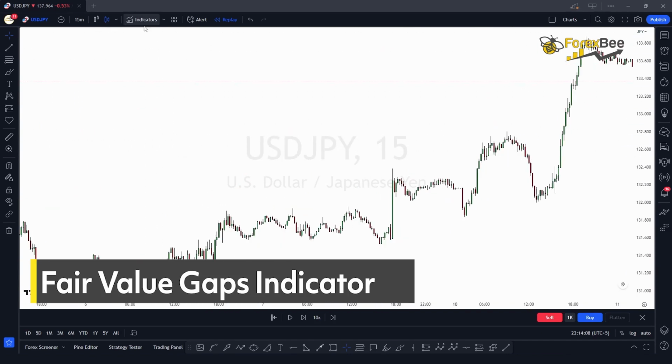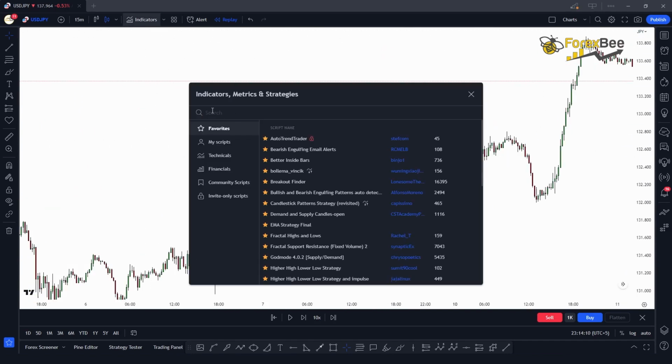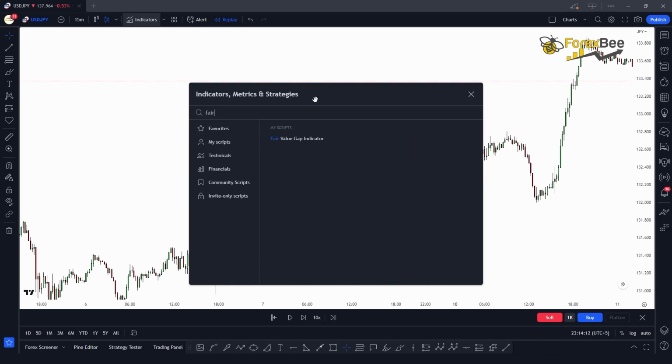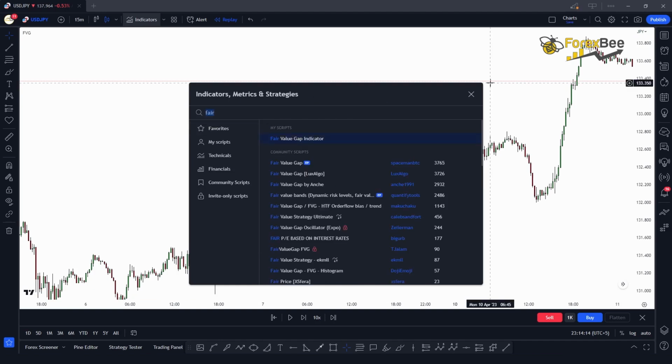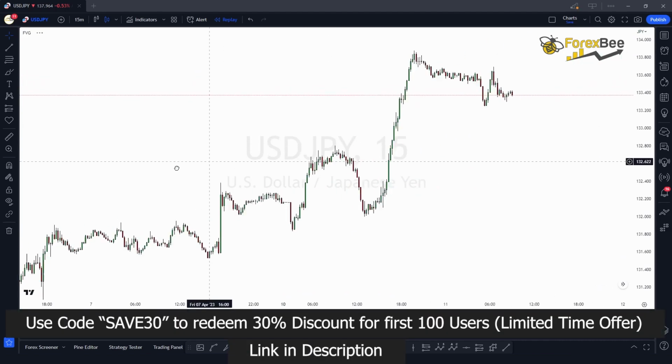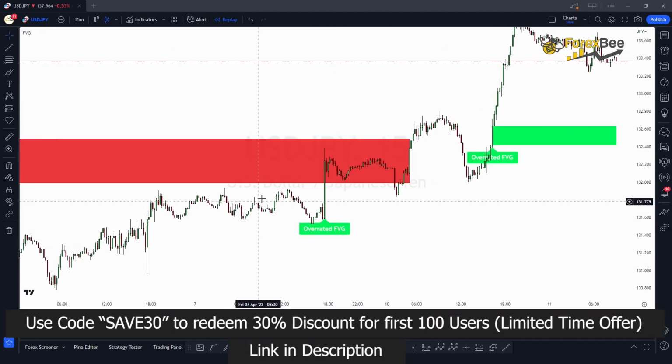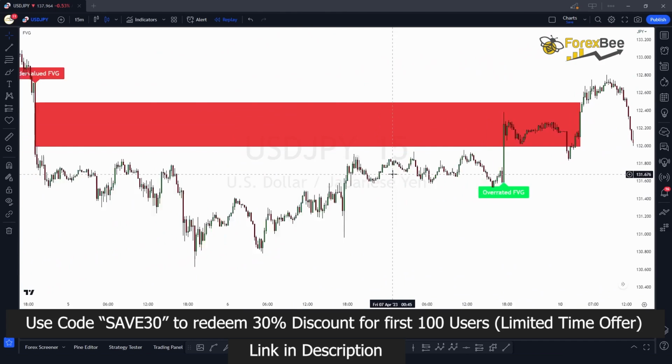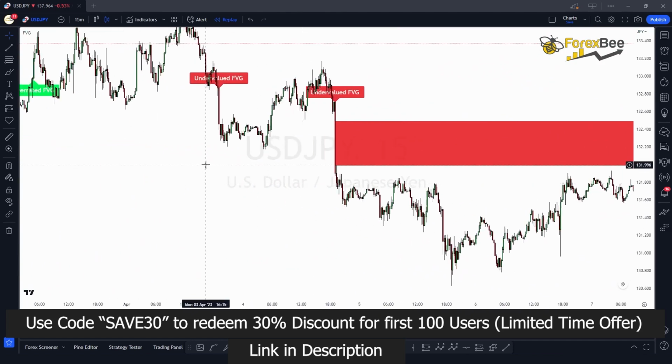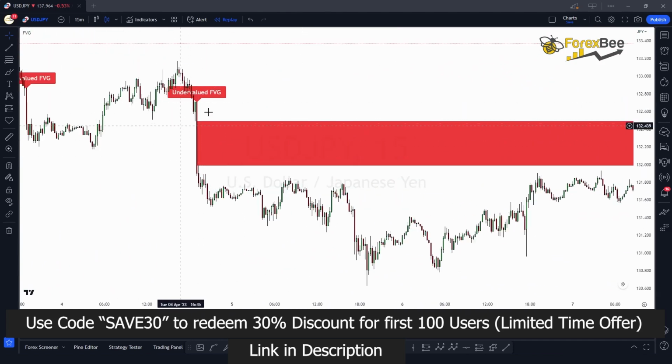Now let me go ahead and apply the indicator, and for that I'm going to go towards the indicator tab, and here I'm going to search for fair value gap indicator, and I'm going to apply it to the charts. Now once the indicator is applied, you'll see that it will show you the fair value gaps in real time. So for example, here you can see that there is a fair value gap detected by the indicator.